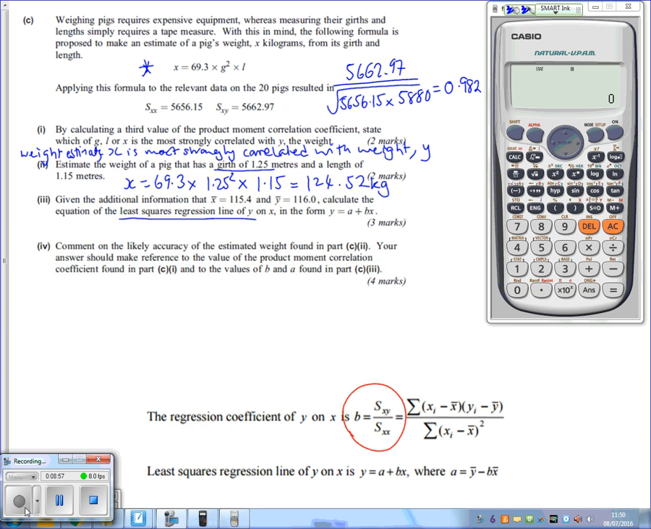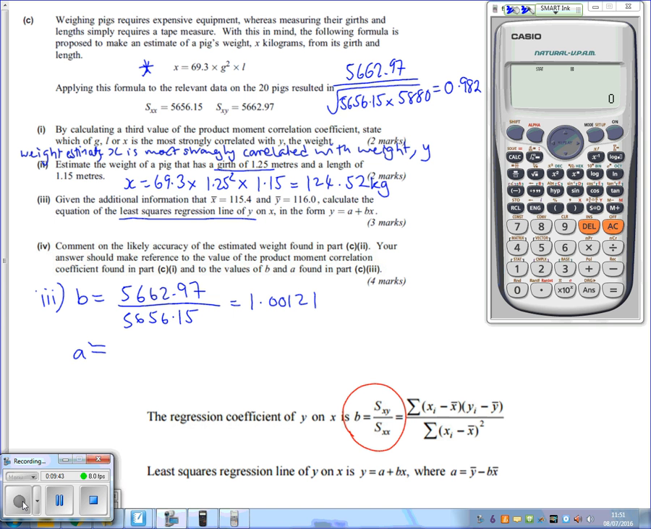So this is part 3. B is equal to SXY. So that's 5662.97 divided by SXX, which is 56.15. So my value for B is going to be 1.00121.